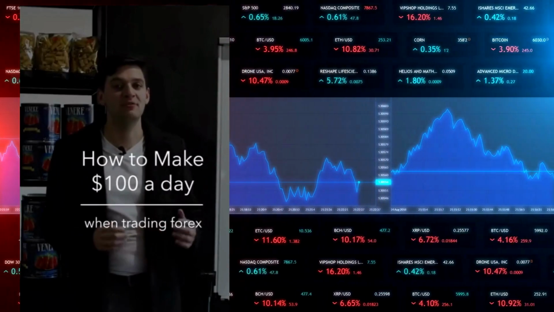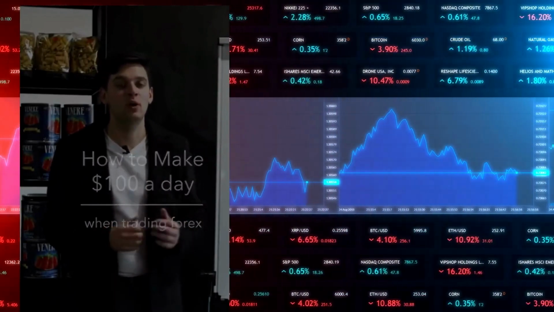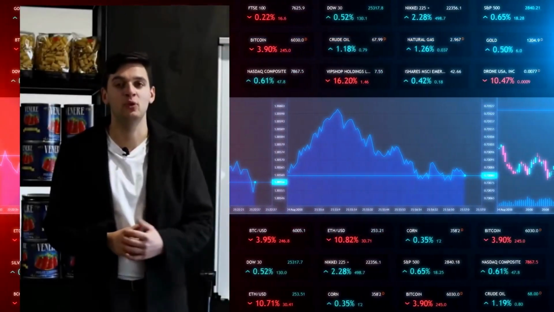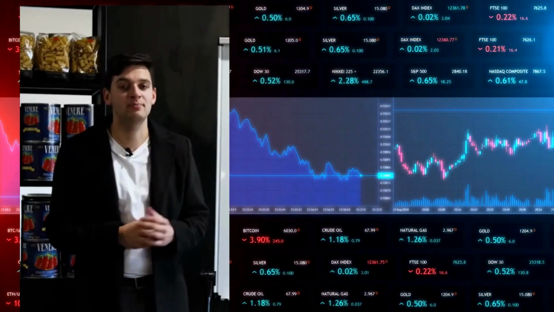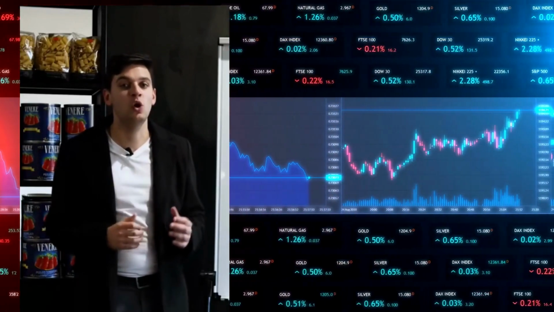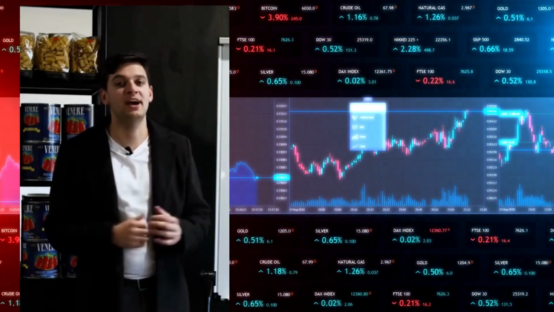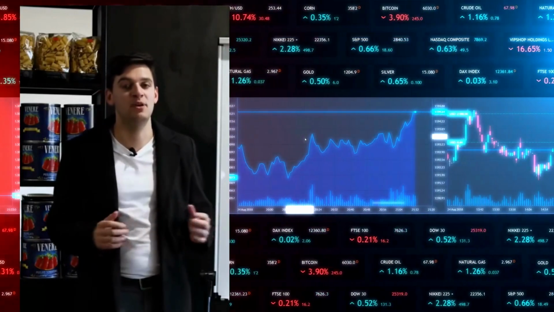$100 a day by trading Forex is completely possible. However, it's all dependent on the amount of capital that you have in your trading account. If you trade and have sustainable returns and the correct money management systems in place, then it's well and truly possible to continue to make $100 a day trading for an extended period of time.